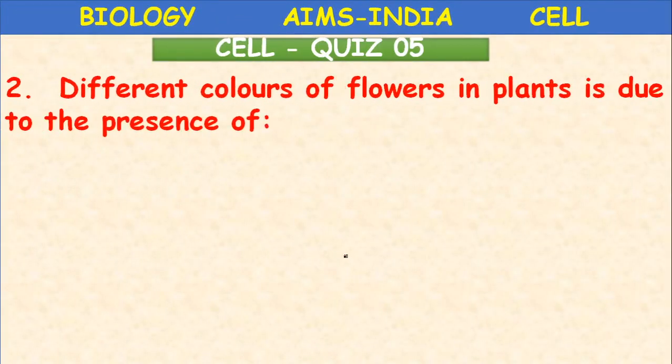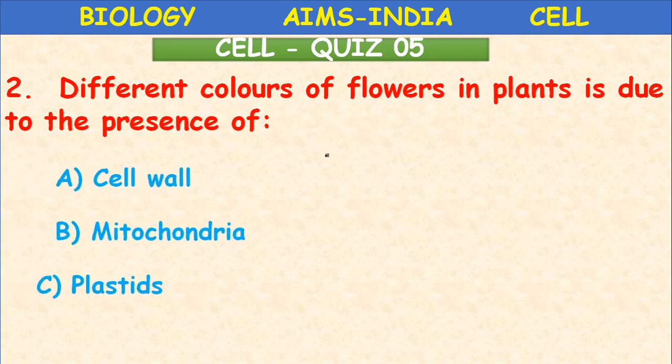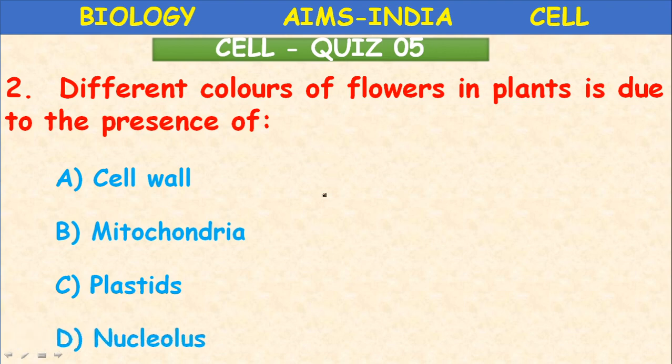Next, different colors of flowers in plants is due to the presence of cell wall, mitochondria, plastids, nucleolus. What is the answer? Plastids. These plastids are how many types? Two types. What are they? Chromoplasts. Chromo means colored. So these colored plastids will give the color. Next one is leuco. Leuco means colorless.